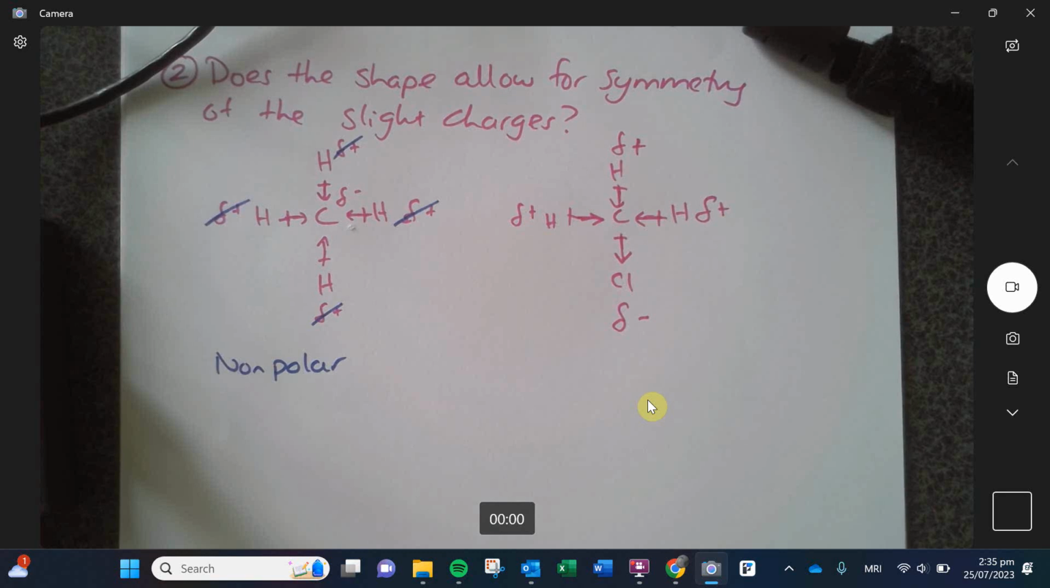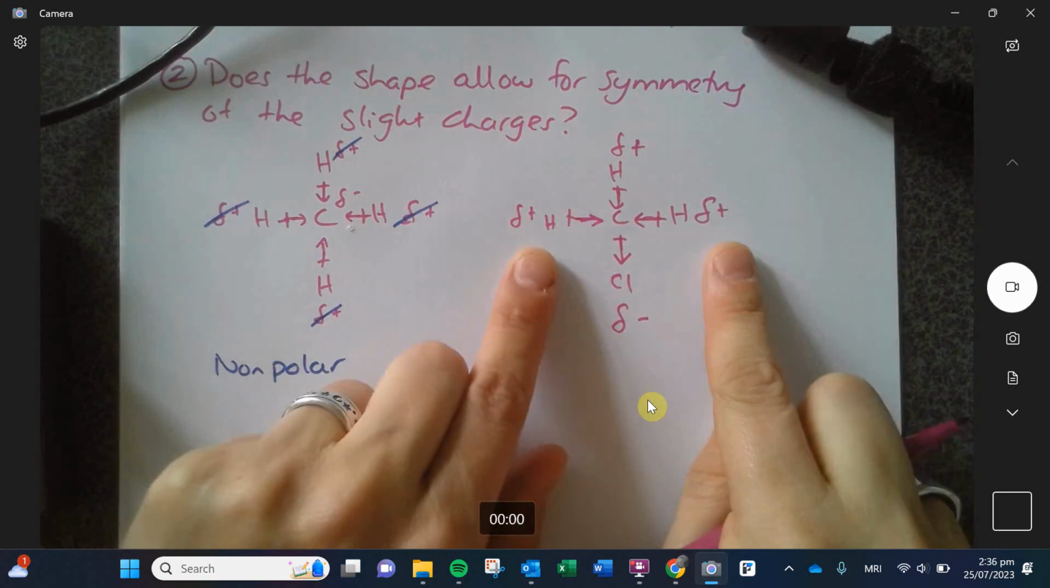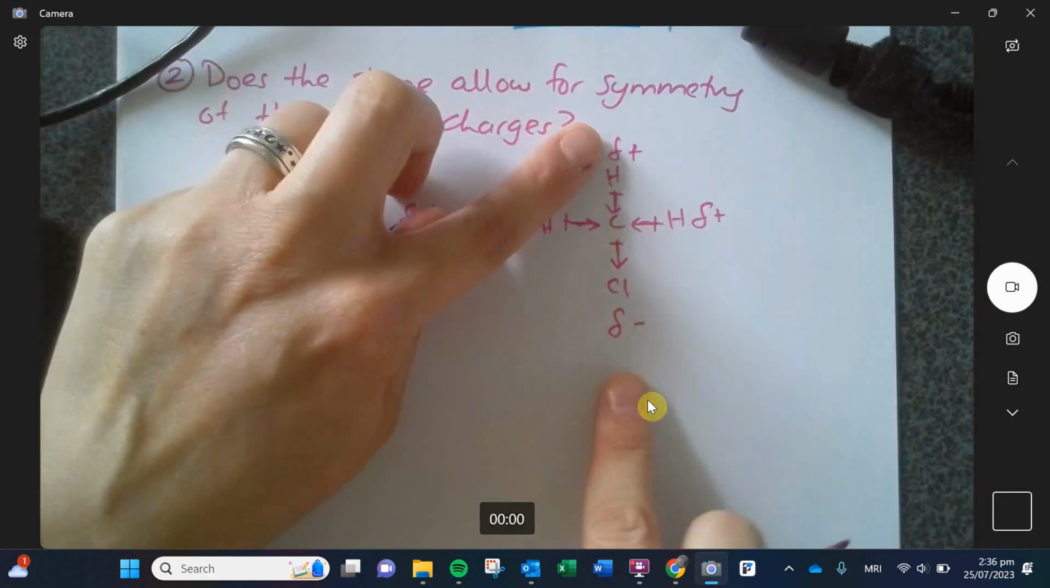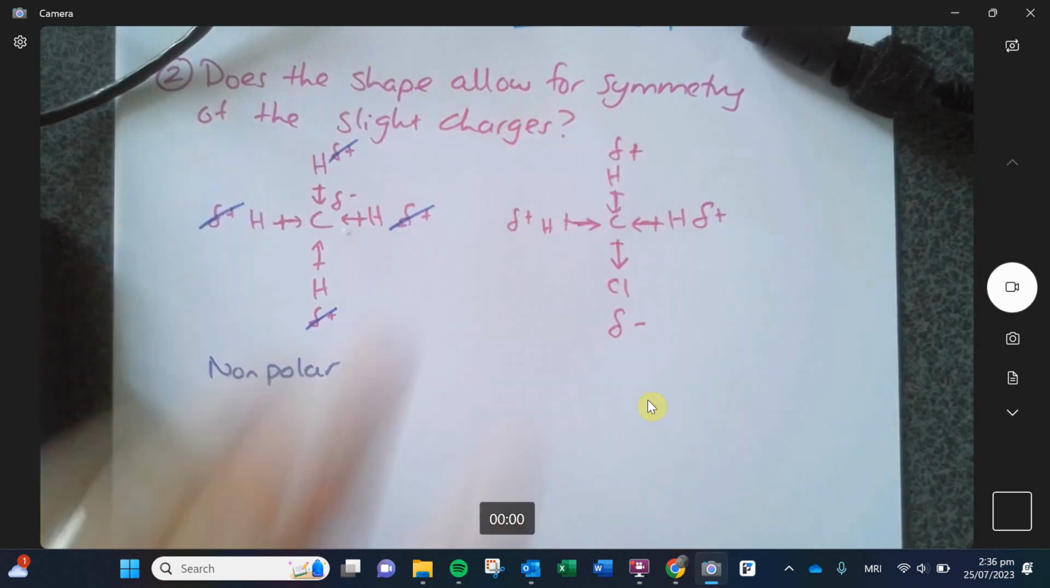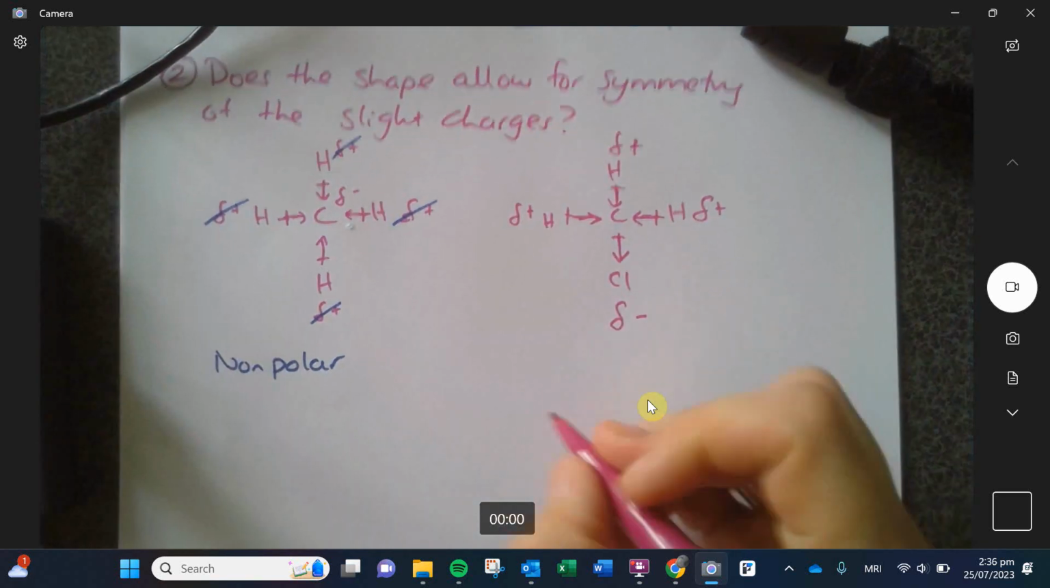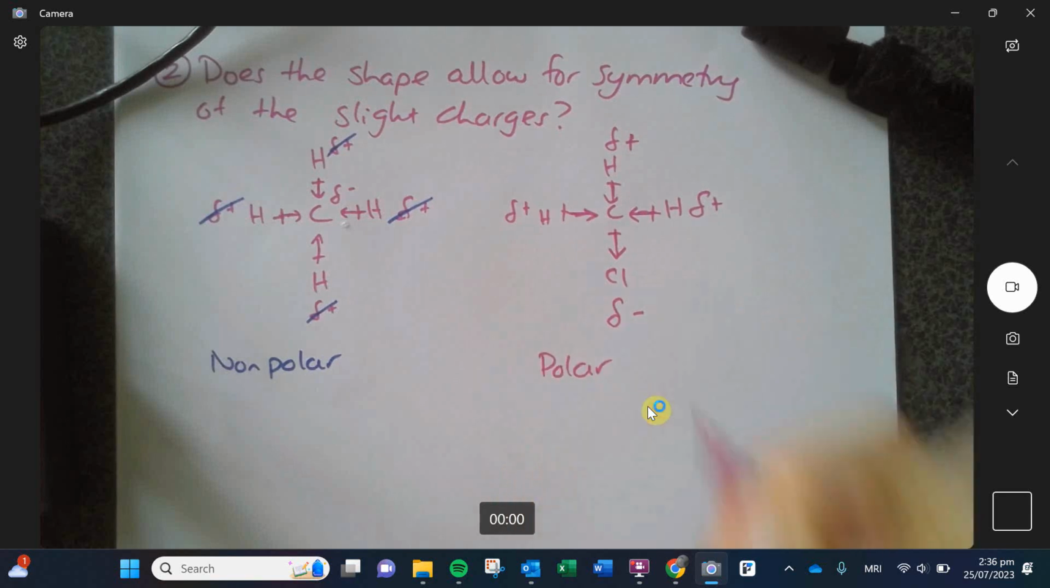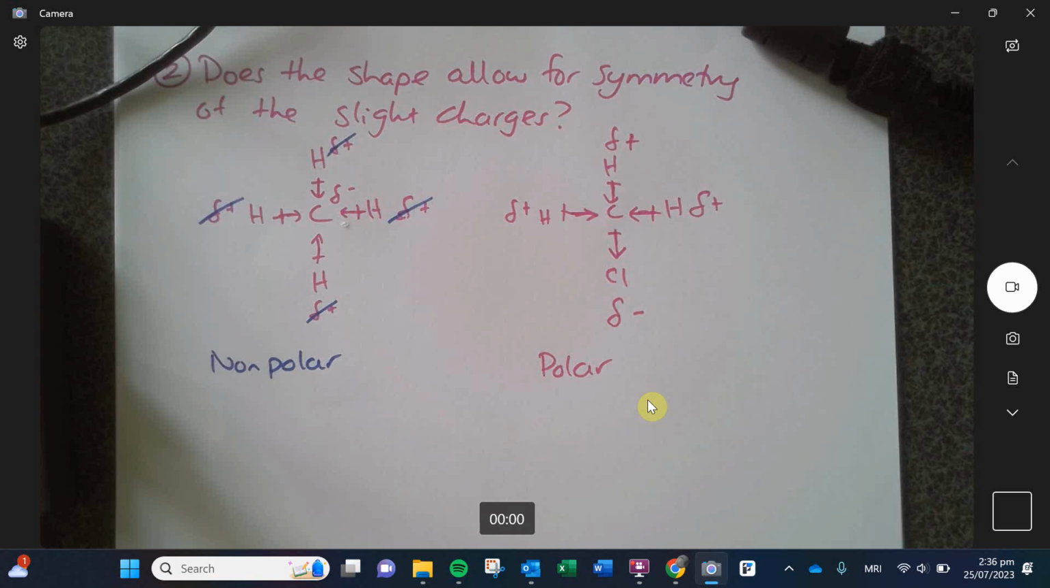In this case, when I look at the charges, I have these two positives on one side, but on this side, I have a positive and negative, so they're not going to cancel out. So since there's a lack of symmetry, this will be polar. Would you guys like some more examples? Just to know what you're looking for?